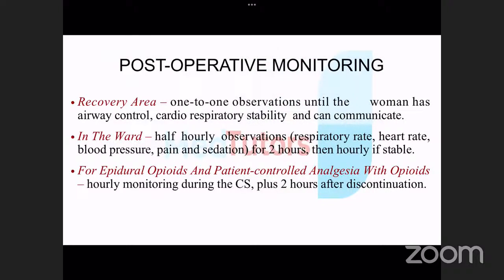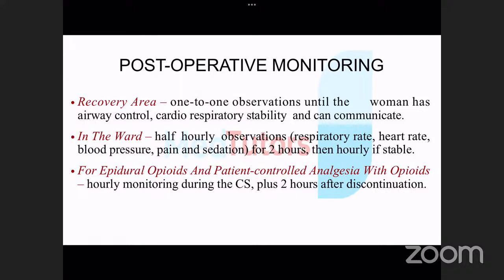So how do you monitor the woman post-op? Of course, before the patient leaves the theater, there's monitoring at the recovery area where one-on-one observation is done. Usually with a monitor, you look at the airway control, cardiorespiratory stability, and ability to communicate. That's the recovery area immediately after she's brought out of the operating suite. Then from the recovery area, she'll be taken to the reception and then eventually to the ward.